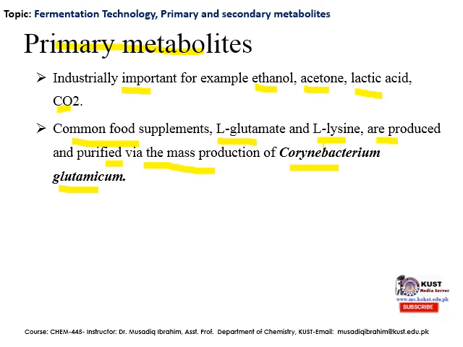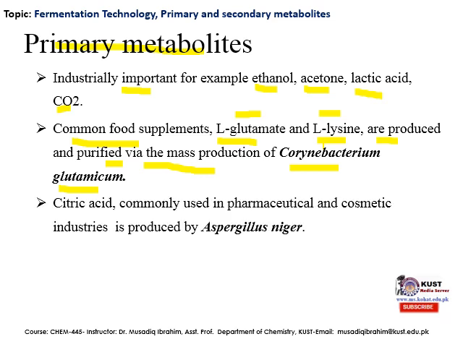So you can see that the amino acids like L-glutamate and L-lysine are produced by the specific bacteria which is called Corynebacterium glutamicum, and these are the primary metabolites in the life cycle of the microbial cells. Similarly, other important primary metabolites, for example, citric acid, is commonly used in pharmaceutical as well as the cosmetic industries and is produced by Aspergillus niger.